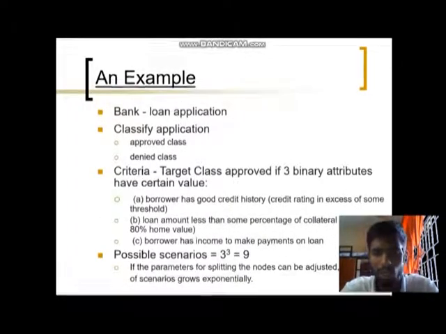Another example is a bank loan. Many times people go apply for a loan, right? How do the bank systems evaluate whether a person is eligible or not? This can be made easy by using a decision tree.